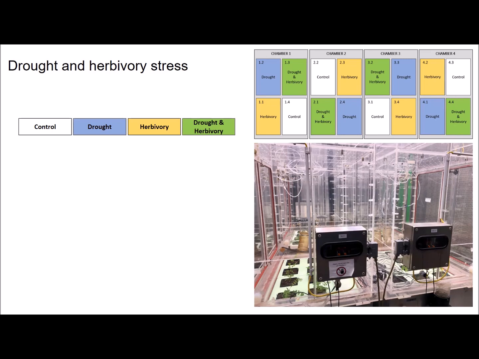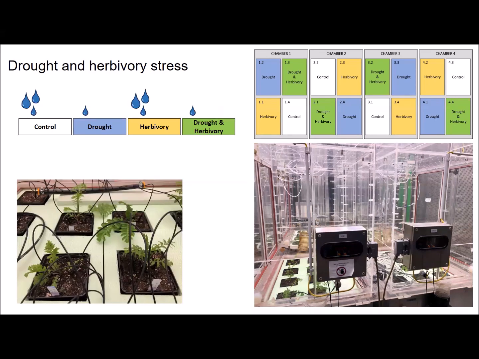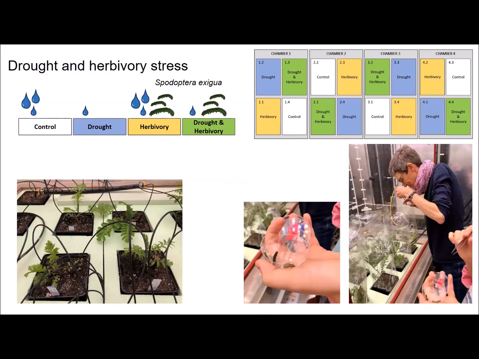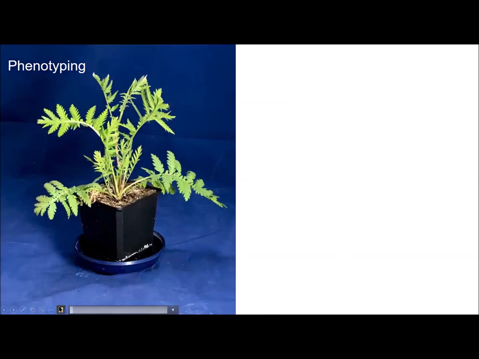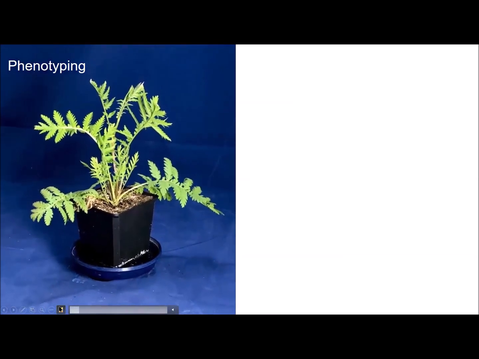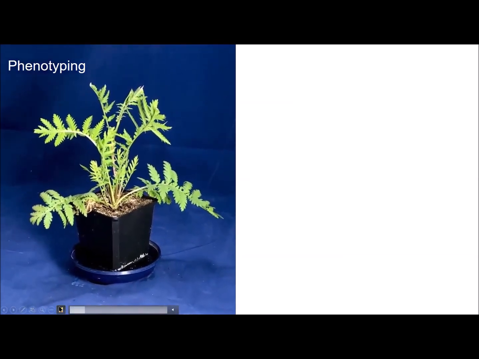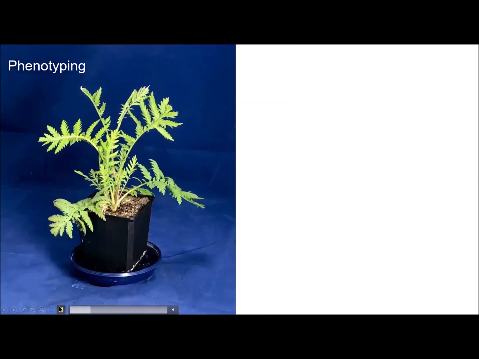Each subchamber was assigned to a certain stress treatment. For drought stress application, plants were watered individually with more or less water. 2 weeks later, caterpillars were applied to plants of the herbivory stress treatments, either alone or in combination with drought stress.